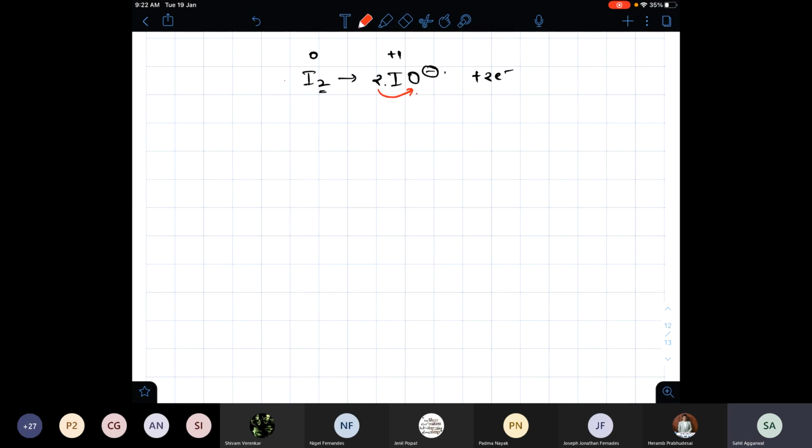Here we have 2 oxygen. So add 2 water this side. Because of 2 water, add 4H plus on the right hand side.